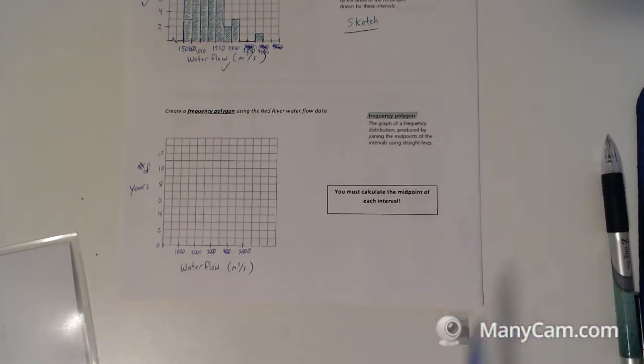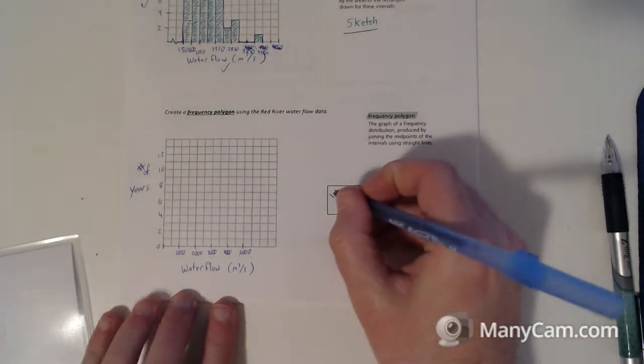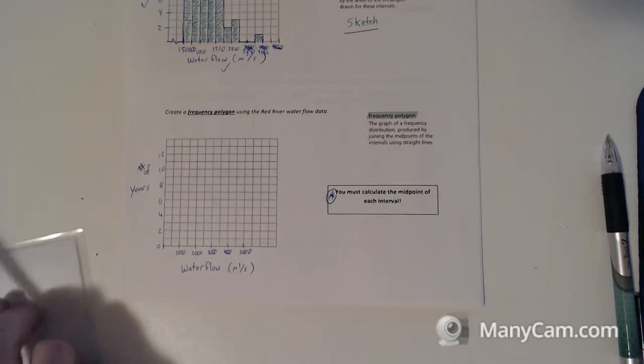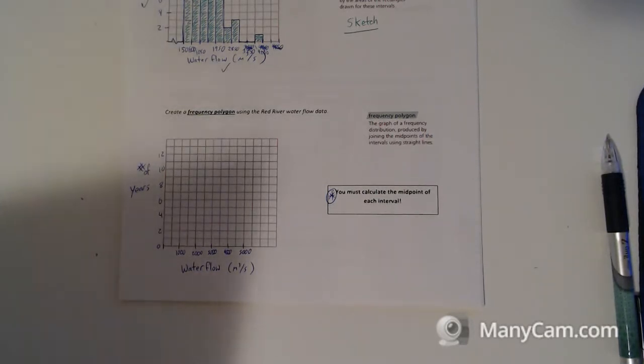Okay, now what we need to do is this. This is actually going to be like a line graph. The polygon is going to be very similar to a line graph, but we're actually going to use our tallied data for this one. Let me kind of bring it up on the side here so we can see.